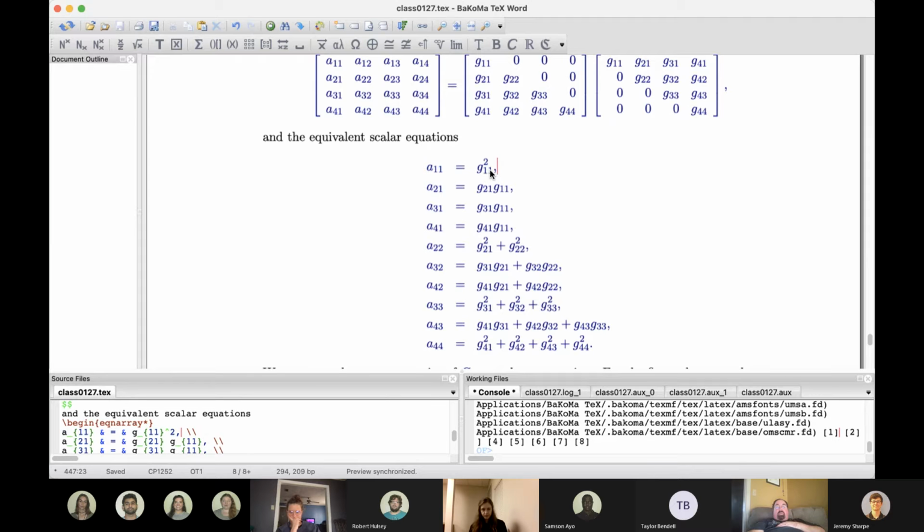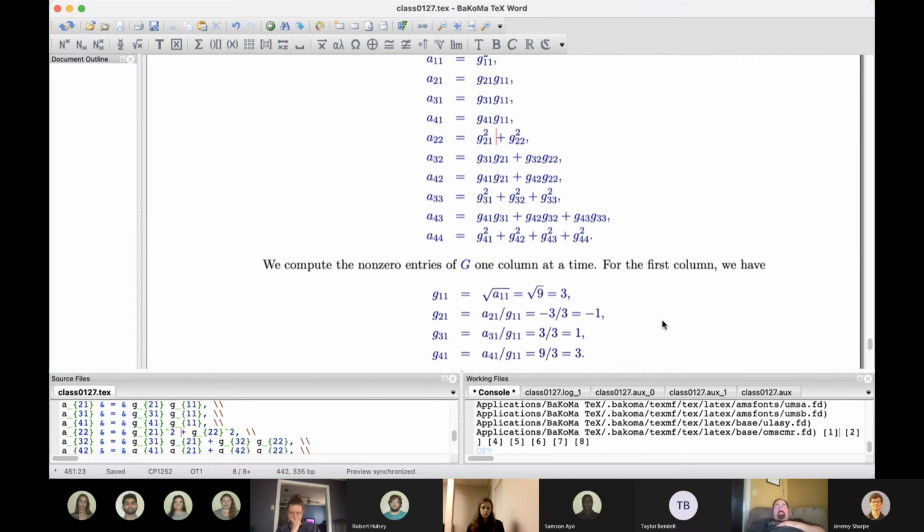Once I have G11, I can fill that in here. And then I can solve for G21, G31, G41. I can also use G21, put it in here, and then I can solve for G22. All the entries that I compute as I go through these steps, I can then fill those values in down here. So each one of these equations only introduces one new entry of G.